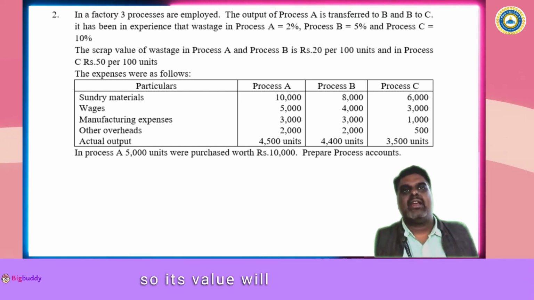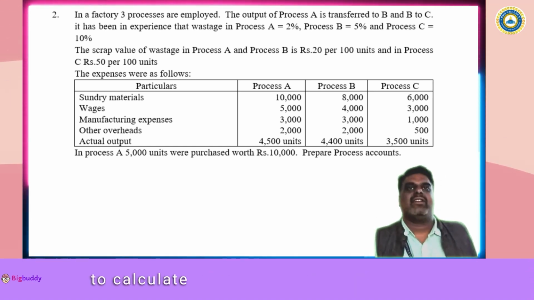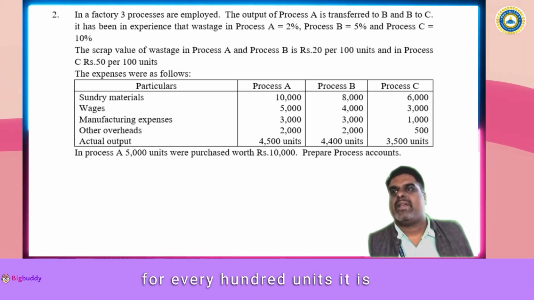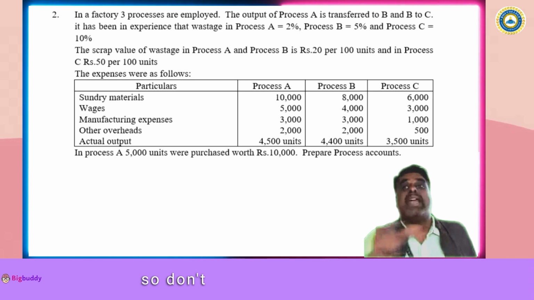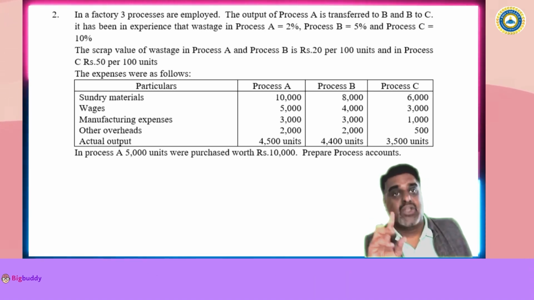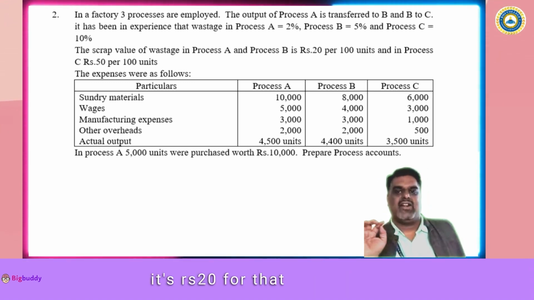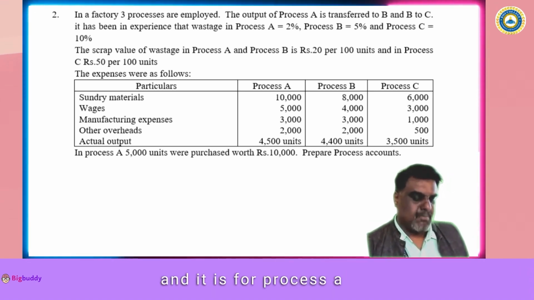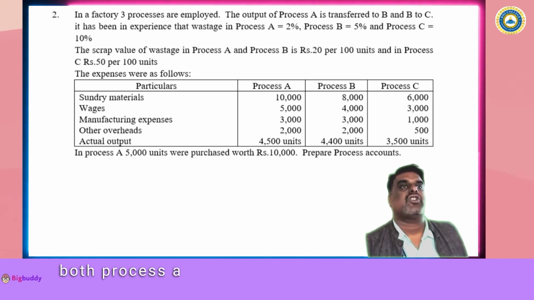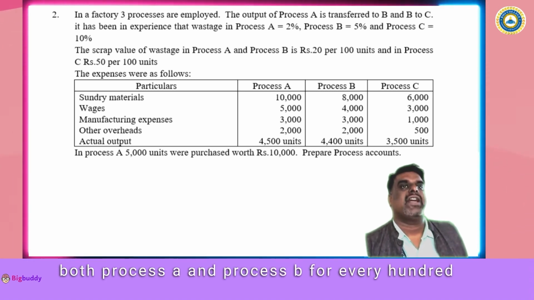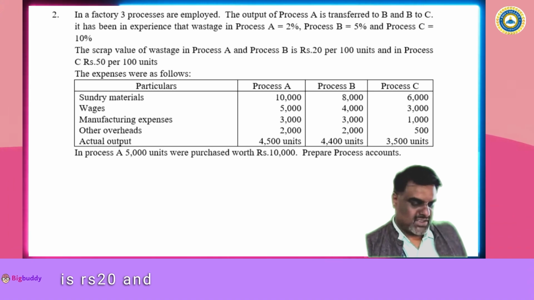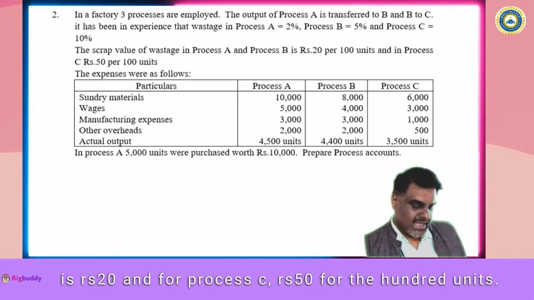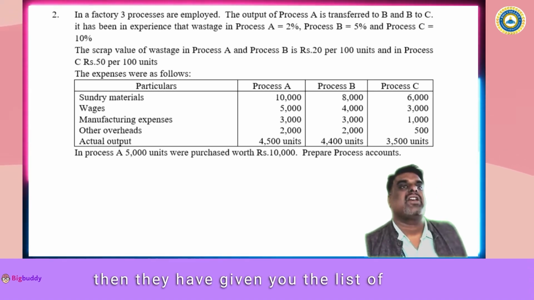So its value, you don't need to calculate anything. They have already given for every 100 units, it is 20 rupees. So don't multiply 100 into 20. It's 20 rupees for that 100 units. Please remember that. And it is for process A and B both. For process C, 50 rupees for the 100 units. Then they have given you the list of expenses.